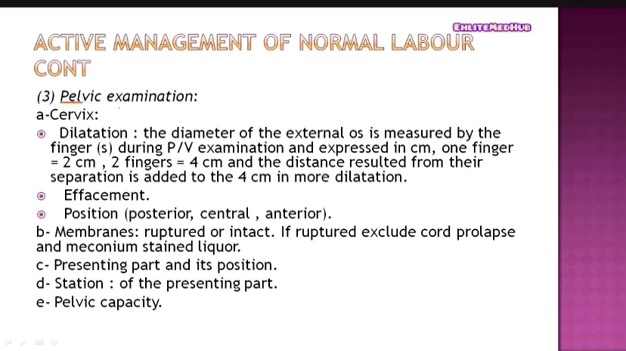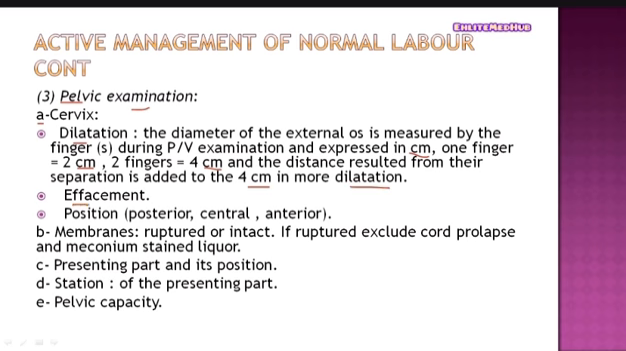Third is pelvic examination. You begin with the cervix, which is the part of the uterus you feel through the vagina. You check for dilatation. The diameter of the external cervical opening is measured by the finger or fingers during vaginal examination and expressed in centimeters. One finger is 2 centimeters, two fingers is 4 centimeters, and the distance resulted from their separation is added to the 4 cm in more dilatation.